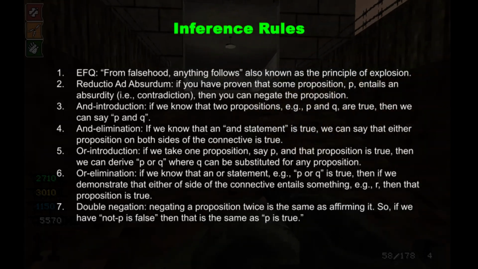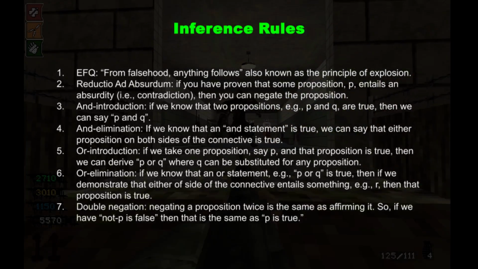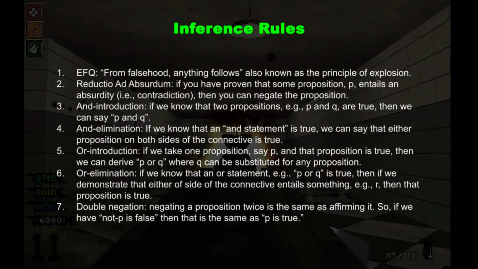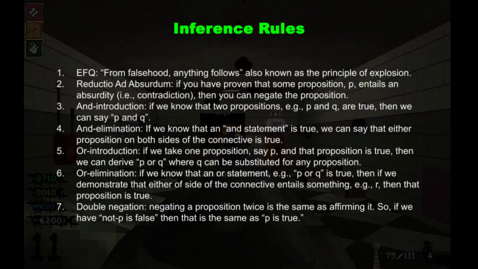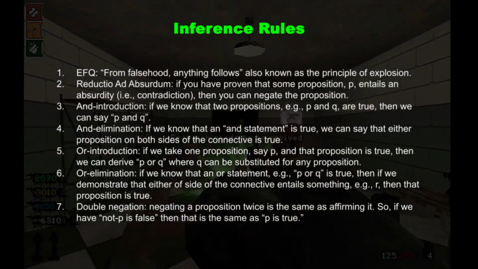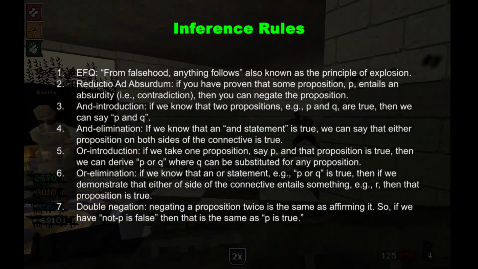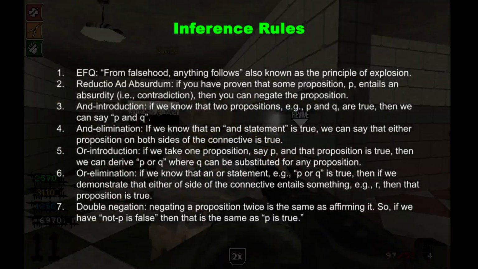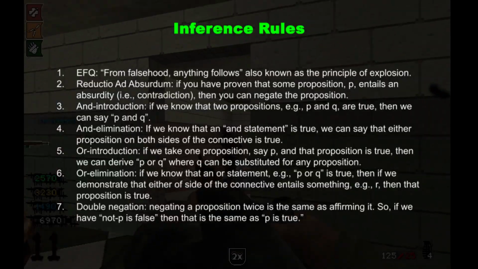And that might sound a little weird at first, but when we get into propositional logic, you'll see why that follows. Now, another type of inference rule would be reductio ad absurdum. So let's say you take some proposition P and then you show that it entails a contradiction, right? You can negate that proposition P.